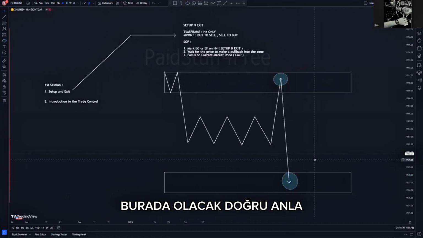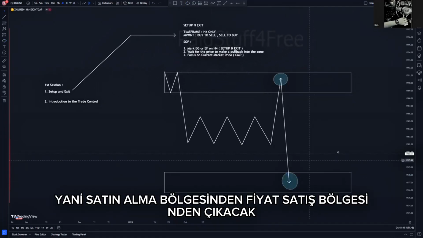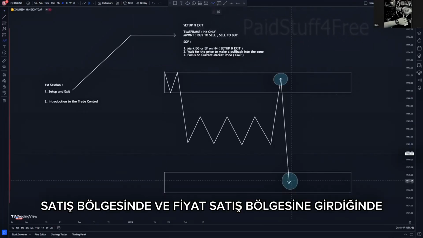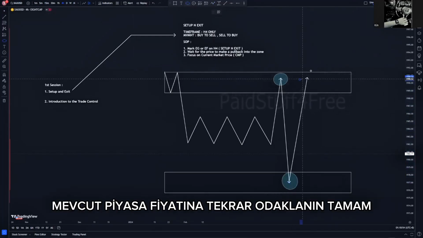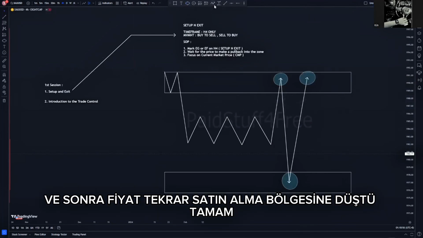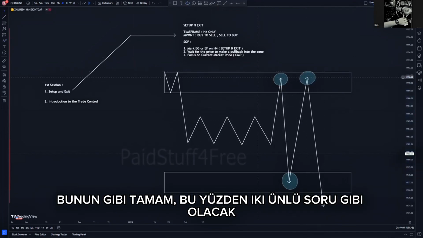Get it? All right. From the buy zone, the price is going to exit at the sell zone. And when the price gets into the sell zone, what do we do again? Back to what I said: focus on the CMP again, the current market price. And then the price goes down to the buy zone again, like this.